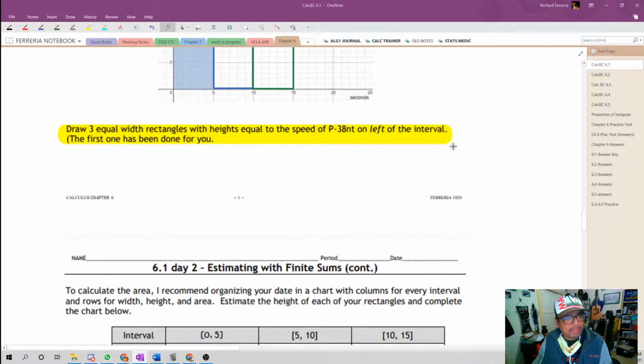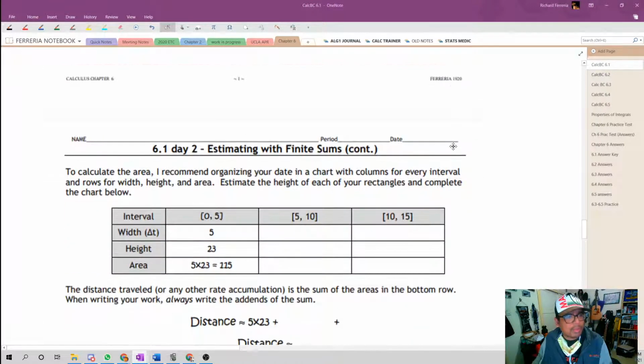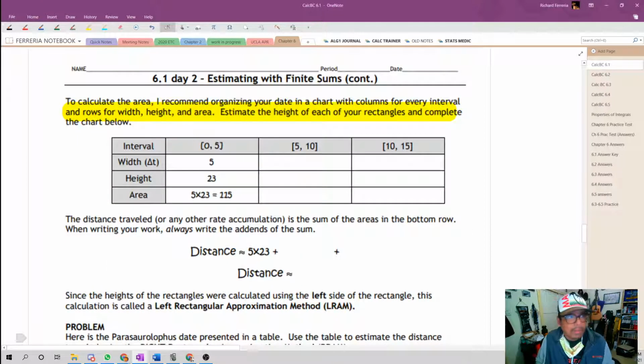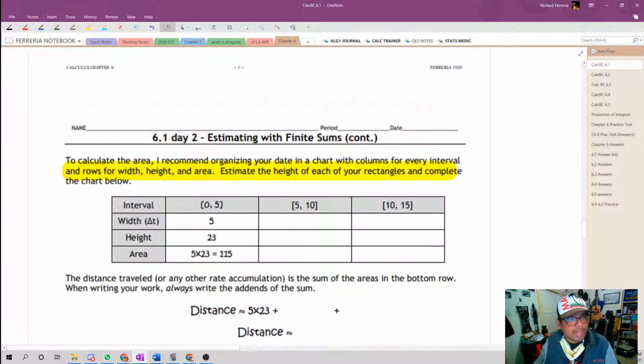Okay, so let's get moving to this next one. To calculate area, I really recommend that you organize your data in a chart with columns for every interval and rows for width, height, and area. You're going to estimate the height of your rectangle and you're going to complete the chart. So this first rectangle was done for you. Let's go back to that first rectangle.